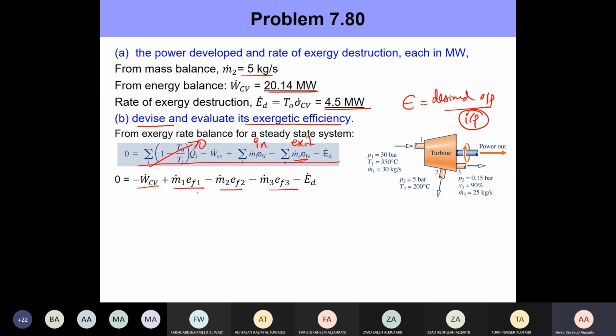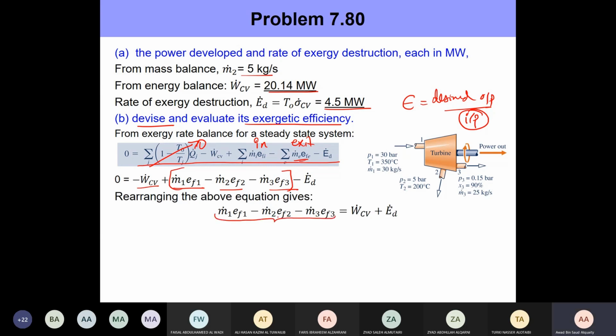Now we need to rearrange this equation in the form of input is equal to output, and then we can decide what is the desired output. I'll keep these things on one side, and I'll send the other, that is the work output and the exergy destruction, to the other side. So once you rearrange the equation, this is how it's going to look like. You have the change in exergy of the steam here, which is equal to the work output of the turbine plus exergy destruction.